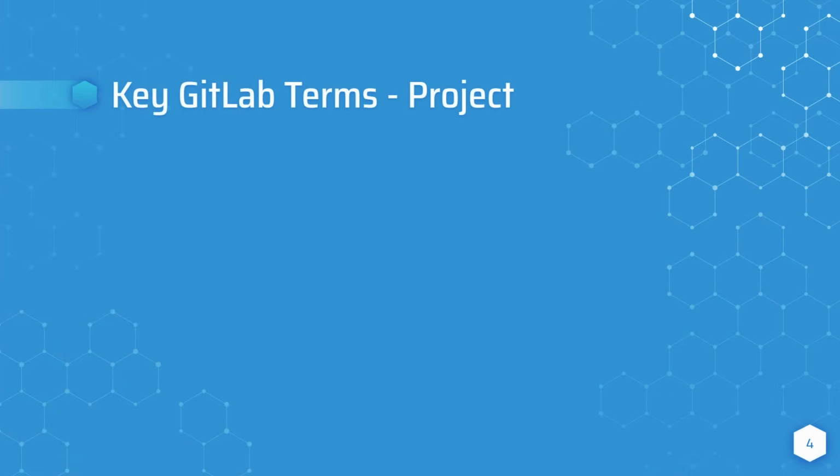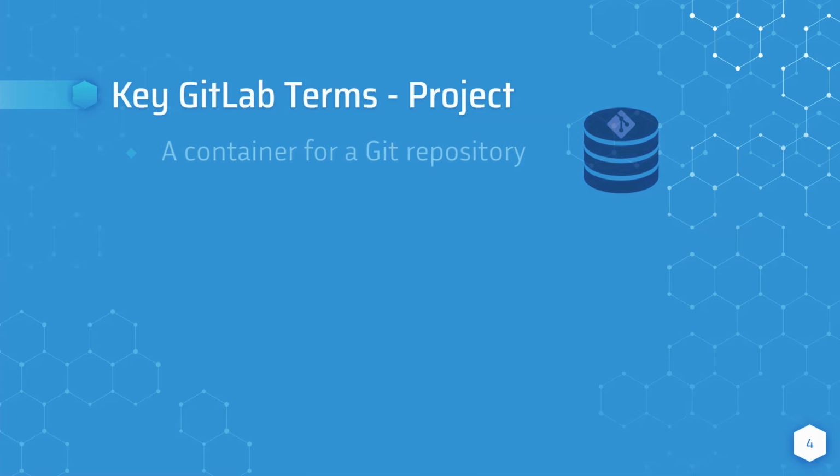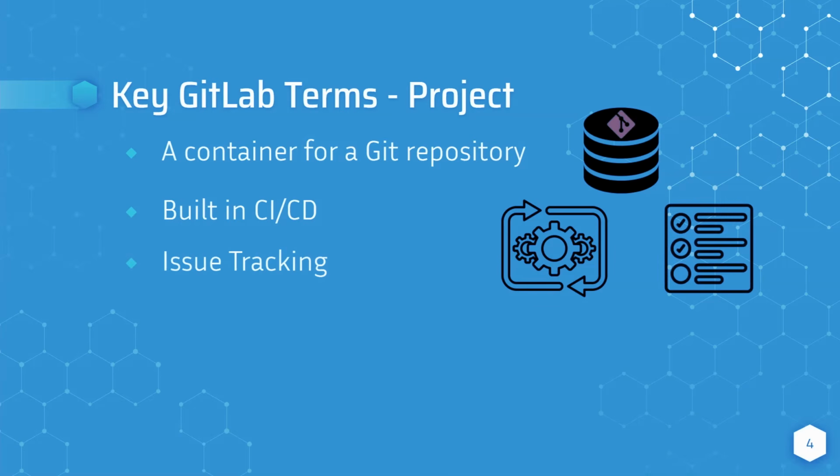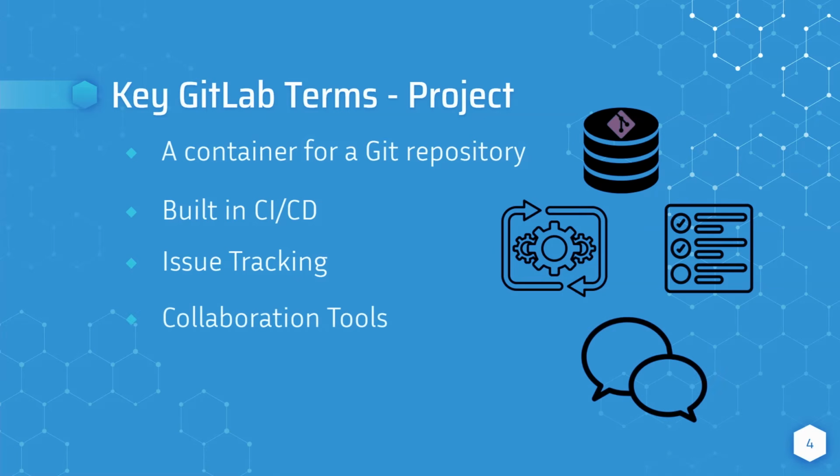The next important term is project. A GitLab project is essentially a container for a Git repository. Similar to GitHub repositories, there is a one-to-one mapping from a GitLab project to a Git repository. A GitLab project also has built-in CI/CD functionality. You can also perform issue tracking inside of a GitLab project. In addition, GitLab projects provide collaboration tools like merge requests.